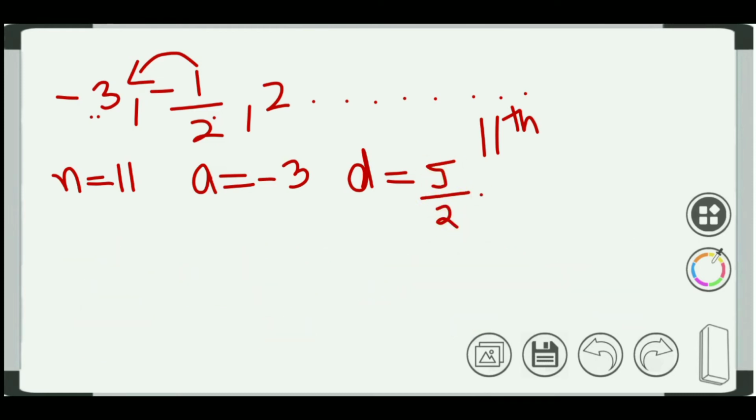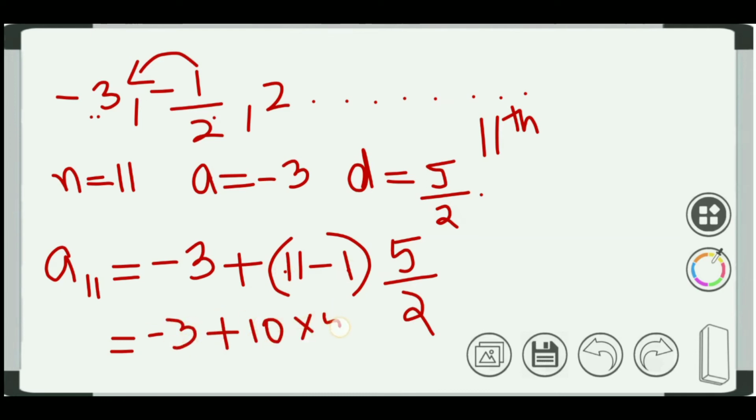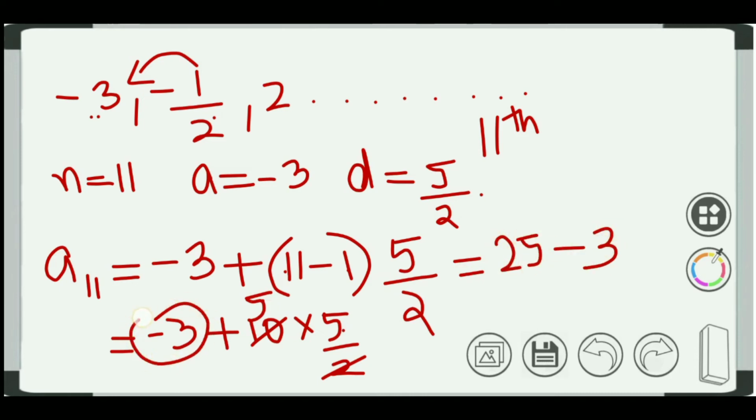Okay. Now you can find the 11th term. 11th term means A11 is equal to a plus n minus 1 into d. A is minus 3 plus n minus 1 into d. N is 11. 11 minus 1 into d, which is 5 by 2. Okay. Minus 3 plus 11 minus 1, 10, 10 into 5 by 2. I am cancelling it. Now what is remaining? 5 5s are 25. Minus 3. See, this minus 3. 25 minus 3, 22. So option B is the correct answer.